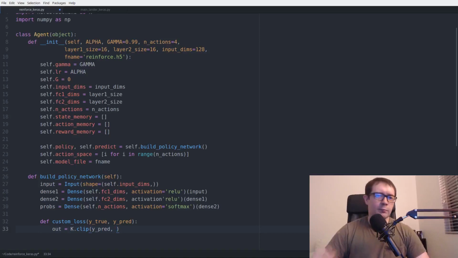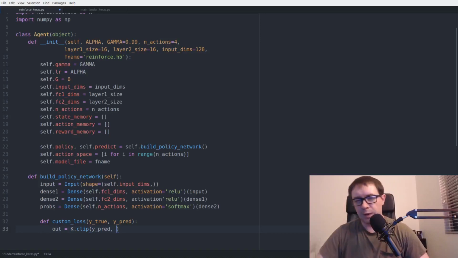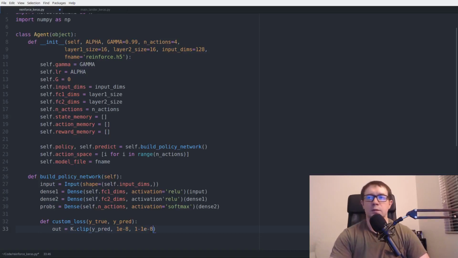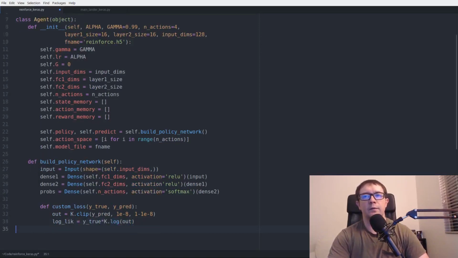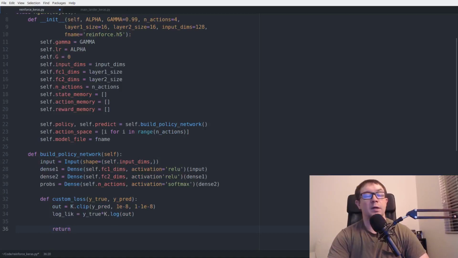Since we're going to be dealing with a log likelihood, we don't want to be taking the log of 0, right? That would be bad. So we are going to use a clip function to clip y pred to a minimum bound of 1 by 10 to the minus 8 and a maximum bound of 1 minus 1 by 10 to the minus 8. And then we will do our log likelihood. That is y true multiplied by k.log of output. And then we want to return another Keras function, k.sum of minus log likelihood times advantages.